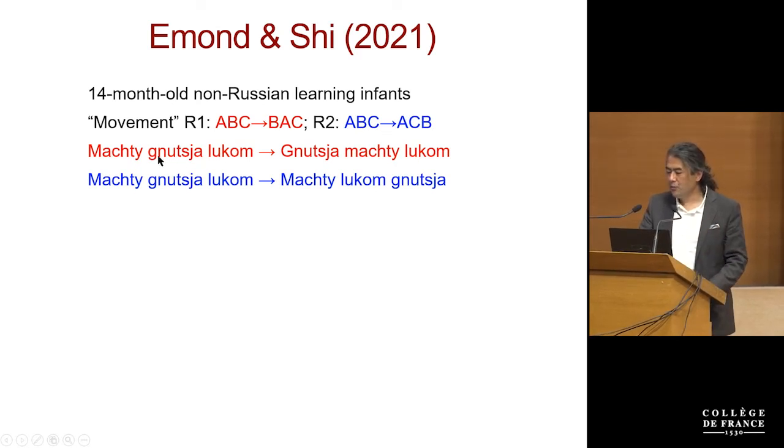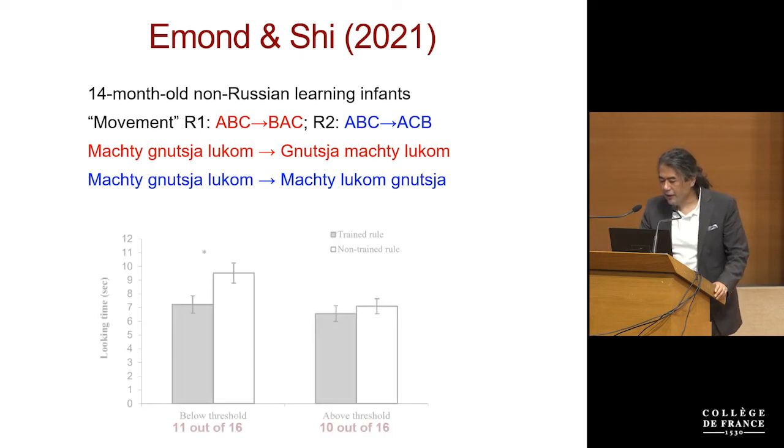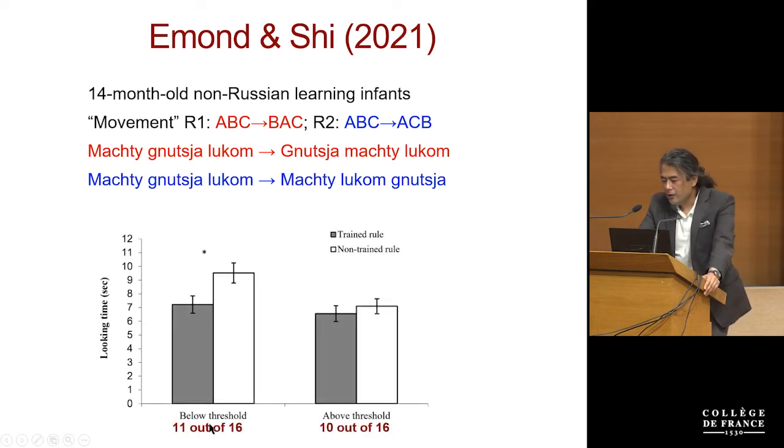So the infants were exposed to ABC, BAC, A, B, C, B, A, C. In one condition, rule 1, they were exposed to one rule, and in the other condition, to the other rule. But very interestingly, they were exposed to 16 such unique ABCs. This is Russian. They heard it only once. They have no idea what's going on. This is purely formal pattern learning.